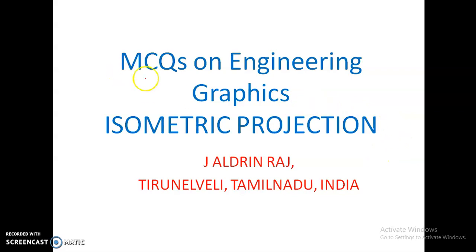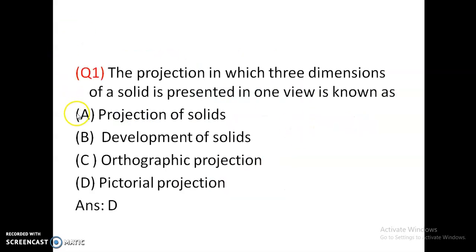Good morning. This lecture focuses on multiple choice questions on engineering graphics isometric projection. Question number 1. The projection in which three dimensions of a solid is presented in one view is known as: projection of solids, development of solids, orthographic projection, pictorial projection. In the pictorial projection, the three dimensions of a solid are presented in one view.